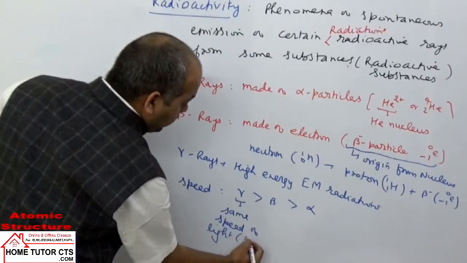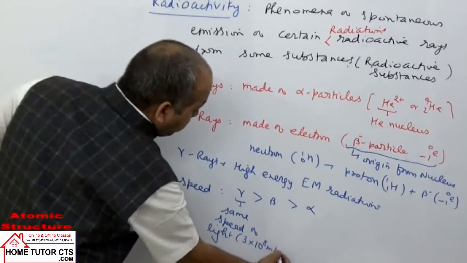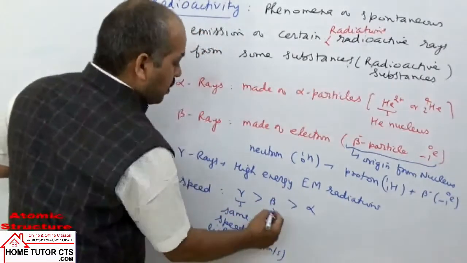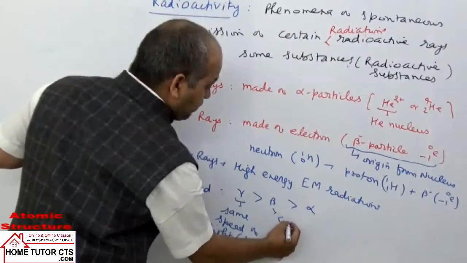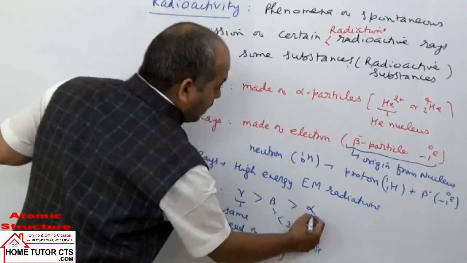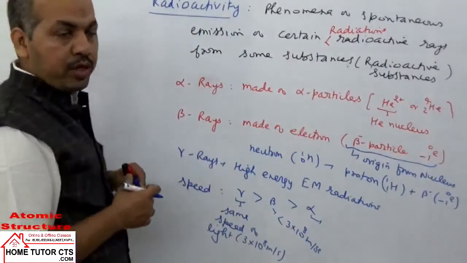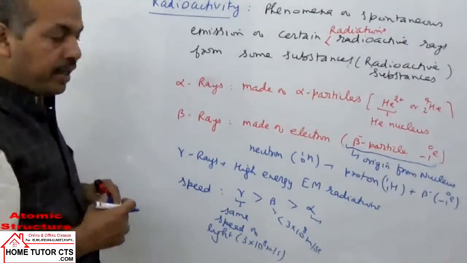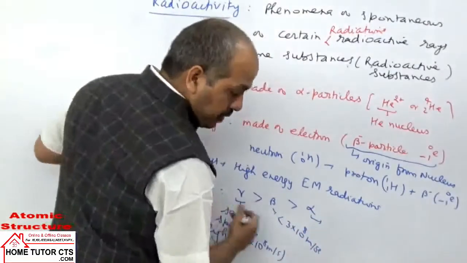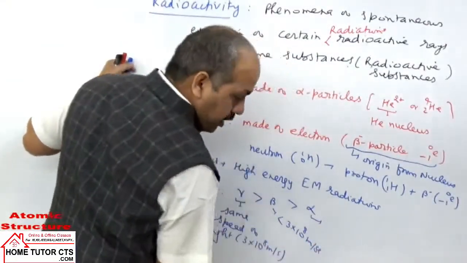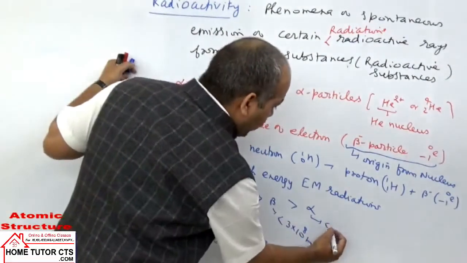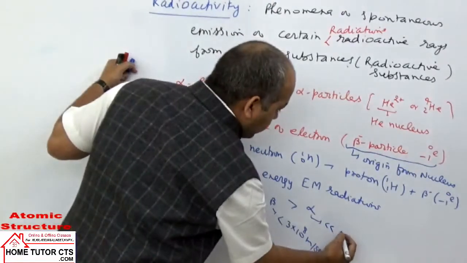What is speed of light? 3 into 10 to power 8 meters per second. Beta particles are traveling a bit lower than the speed of light, but not much lower. And alpha particles have speed much lower than that of the gamma or beta particles. The speed is about 1/100th, the lowest, quite less than the speed of light.